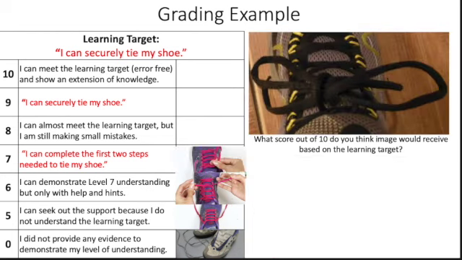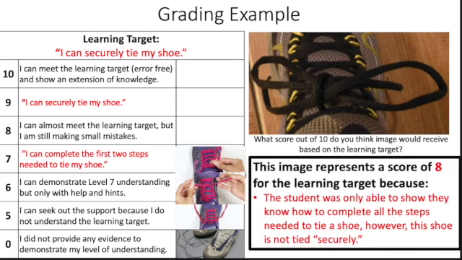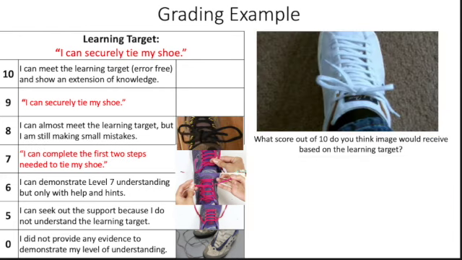This student has shown me they can fully tie their shoe. However, there's one thing that would keep them from a level 9. They didn't demonstrate that they could tie their shoe securely. So this student obviously knows all the steps necessary to tie their shoe. However, when they walk around, that shoe's going to come untied. So we need them to demonstrate that they can do it securely. So this student would receive an 8. This student's shoe is tied fully and securely, which would award them a level 9 on the standards-based grading scale.